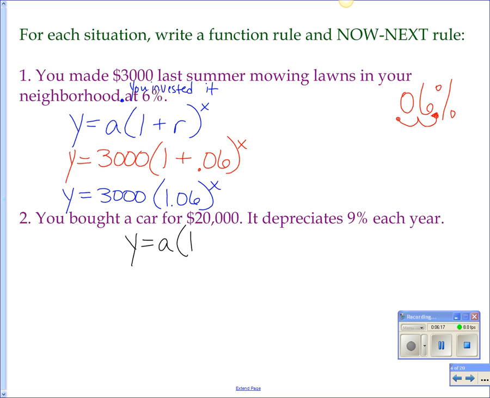You have to make a decision. Is it plus or minus? Why is it minus? Depreciates means it goes down. Circle that word and put a minus with it. Depreciates means down. Put a minus. Haley, how do I write 9%?